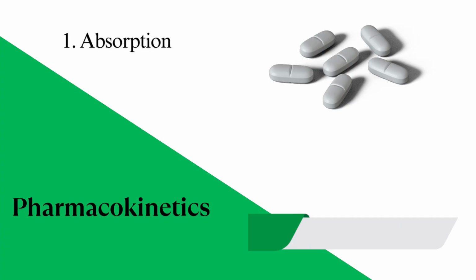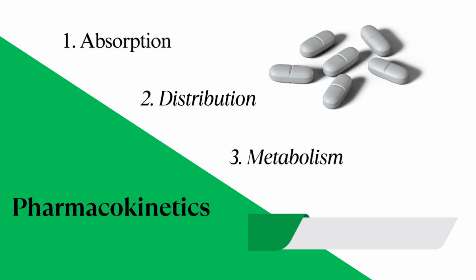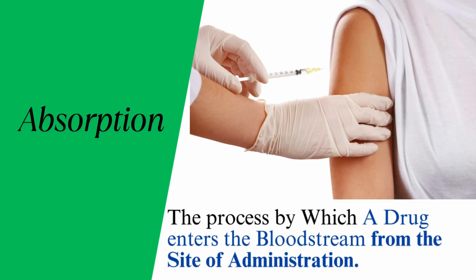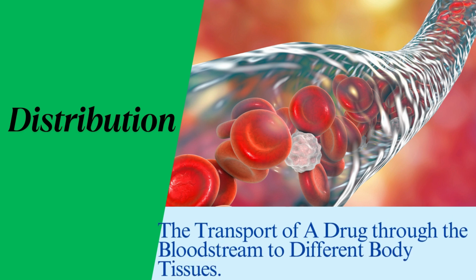Pharmacokinetics describes how a drug moves through the body and consists of four key processes: absorption, distribution, metabolism, and excretion. Absorption is the process by which a drug enters the bloodstream from the site of administration. Example: oral paracetamol takes 30 to 60 minutes to absorb, while IV drugs act immediately. Distribution is the transport of a drug through the bloodstream to different body tissues. Example: lipophilic drugs, e.g., benzodiazepines, accumulate in fat tissues.